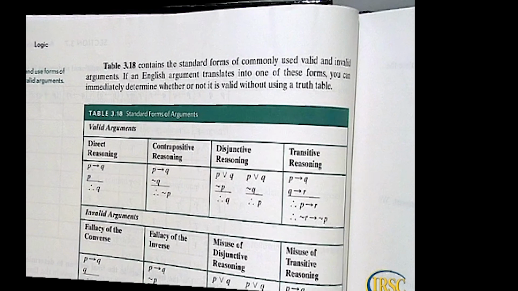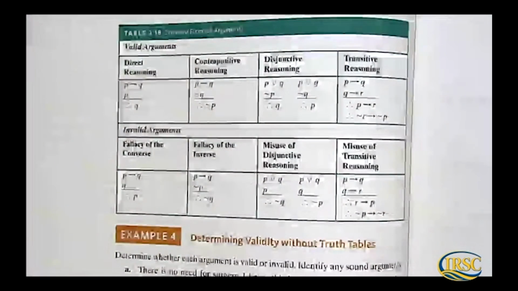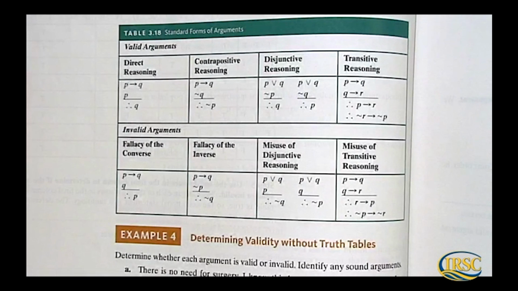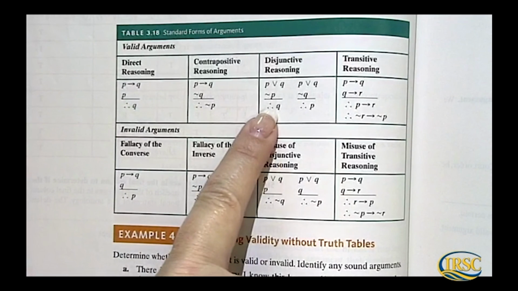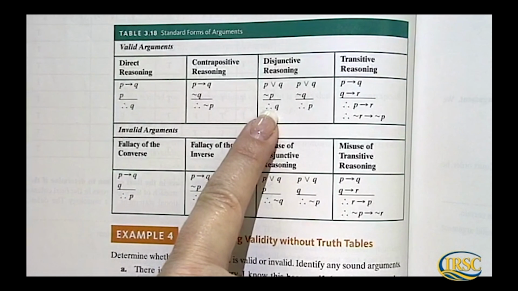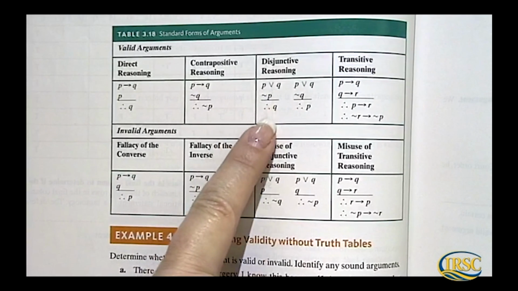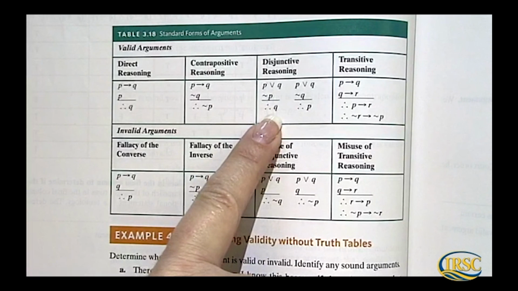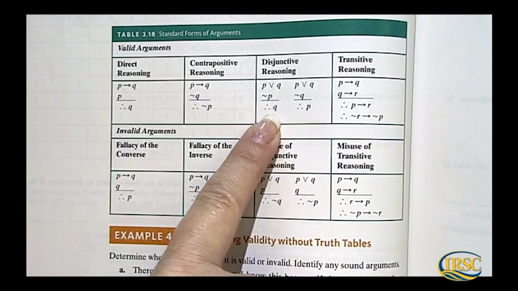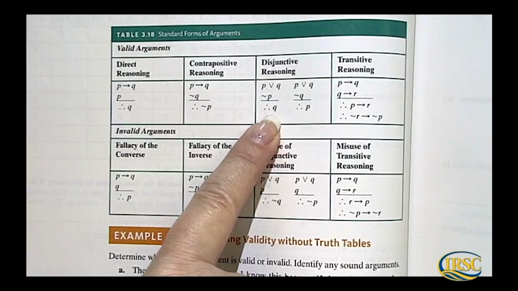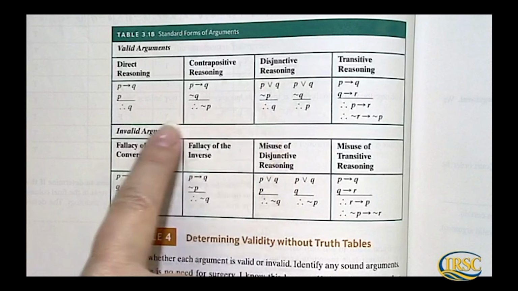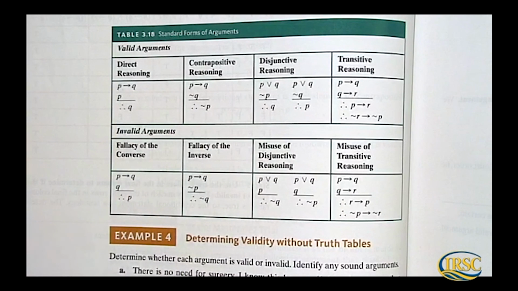On page 170, you have this chart right here. And this chart gives you 4 common valid arguments and 4 common invalid arguments. So if you wish, you can refer to this and say, so let's see, that last one was actually the disjunctive reasoning. See, this is how it translated: P or Q, not P, therefore Q. So I could have said, oh, that's disjunctive reasoning. I know it's valid, and I could have skipped the truth table. Okay? So you can use this because they've already been done for you.